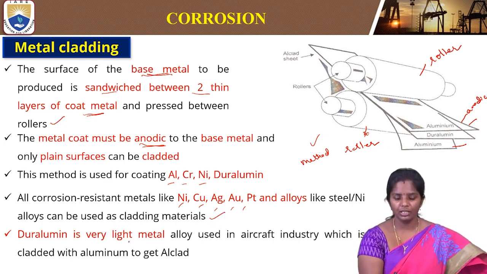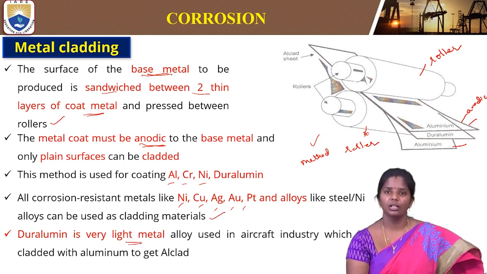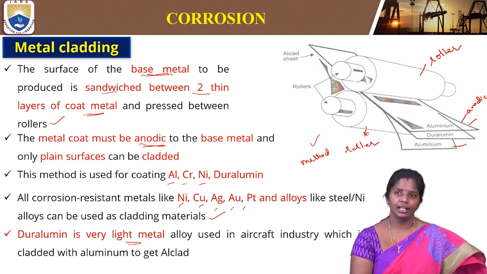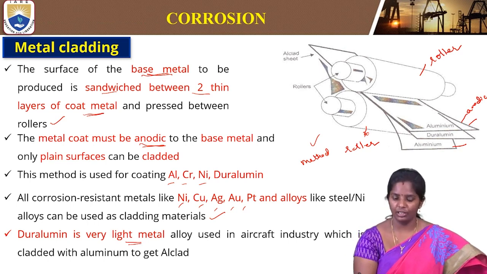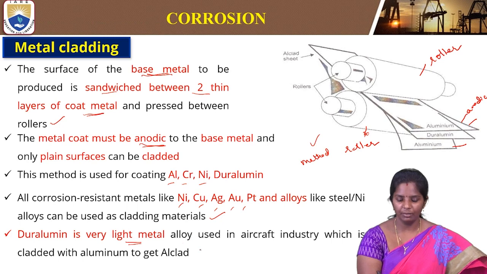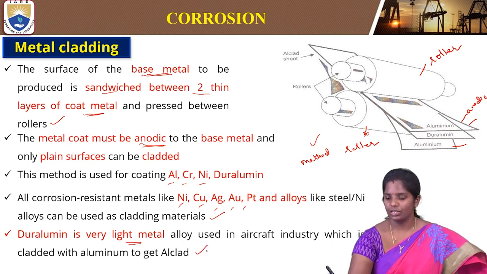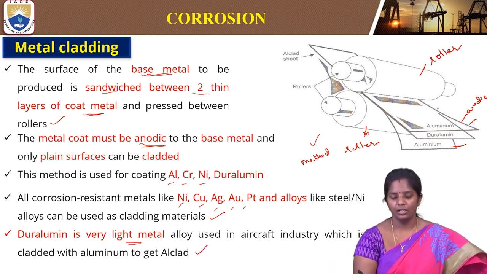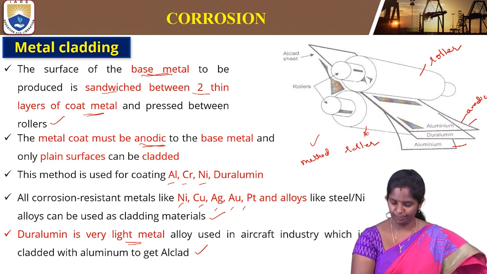Duraluminum is a lightweight material that is most widely used in the aircraft manufacturing industry, which is cladded with aluminium to get alclad. So this is an example where we use duraluminum, which is a lightweight material, in the aircraft industry.